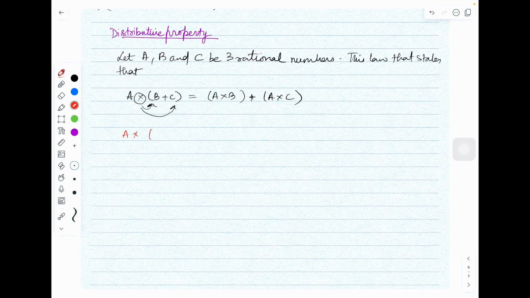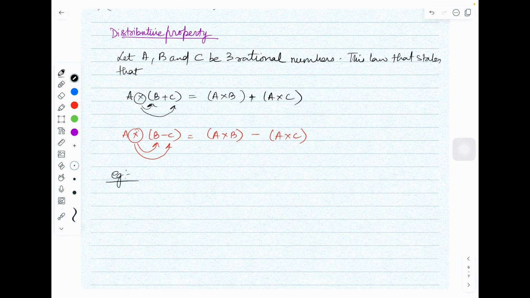Similarly, A into (B minus C): this operator will get distributed, so A into B minus A into C. Understood? So A into (B plus C) gives A into B plus A into C, and A into (B minus C) gives A into B minus A into C. Understood? Example.